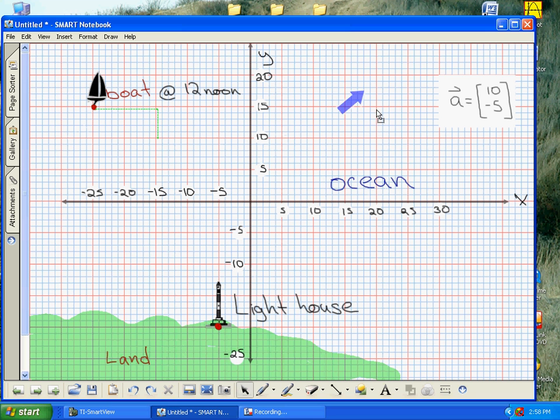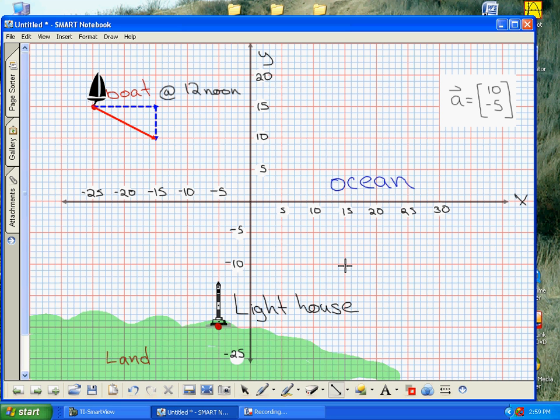Now, first of all, the boat has a velocity vector of 10, negative 5, which means that the boat is going 10 units east, or 10 units along the x component, and negative 5, or 5 units south, as a y component. If I plot those two lines, I end up with this, and now I'm going to draw my velocity vector. My velocity vector is right here. So there I have my velocity vector.